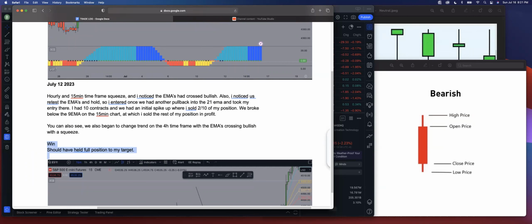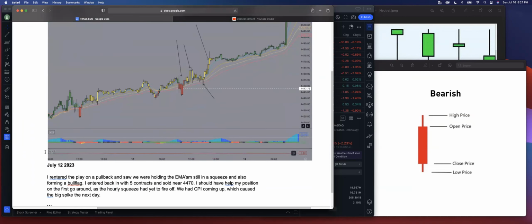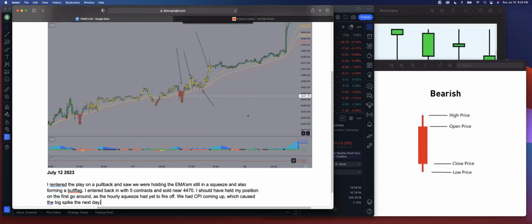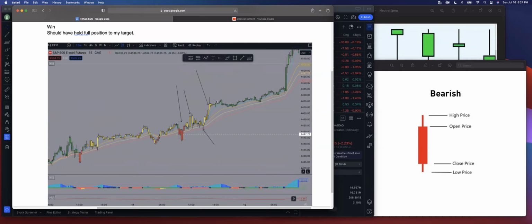And then you can see, then I broke down the next trade, same thing. Pulled back to the EMAs, started to form this falling wedge type deal, entered more contracts, held my position. I should have held my position first go. See, I put this in my notes. I should have held it in my first go around as the hourly squeeze had yet to fire off. So we had CPI coming up, which caused a big spike the next day. So just so I had an idea of why I sold here, I didn't want to hold through the report. I decided, okay, this is when I'm going to take profits. It hit my target. I was looking for this move up and boom, we took profit.